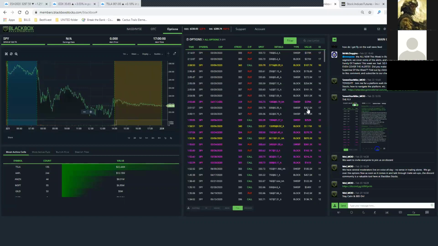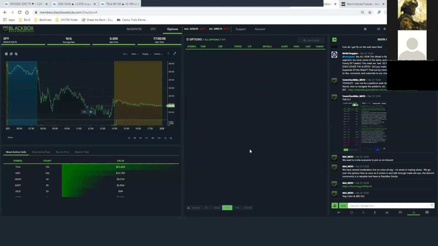It's 113K, 200K, 400K, you know, 107K. So it just varies. But this is another way to show you where they're investing here. And just talk about Blackbox, blackboxstocks.com. They also provide alerts here too as well.